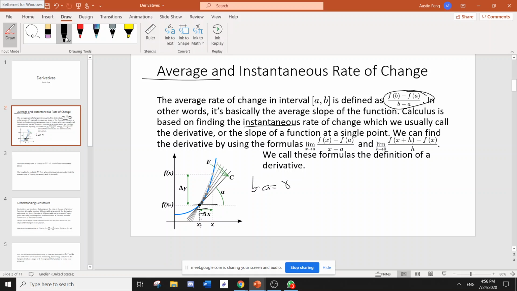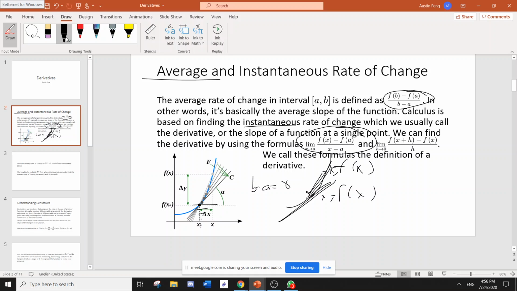So we can find the derivative using two formulas, and we call these formulas the definition of a derivative. The first one is the limit of f of x minus f of a over x minus a. Let's say we have f of x, this is x, f of x, and you have a curve over here, and let's say this is a, f of a. Basically how we visualize it is a gets close to x, and slowly our tangent line and our derivative matches up with the tangent line.